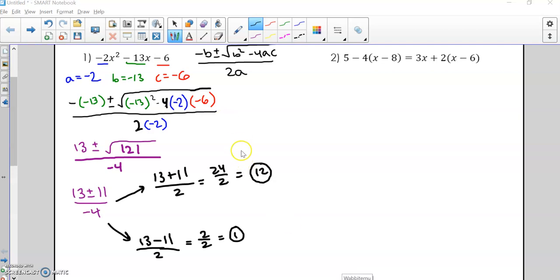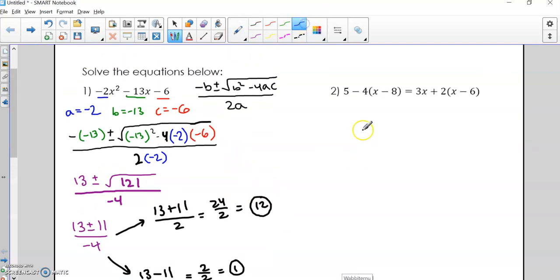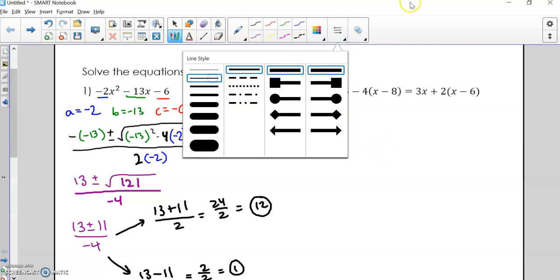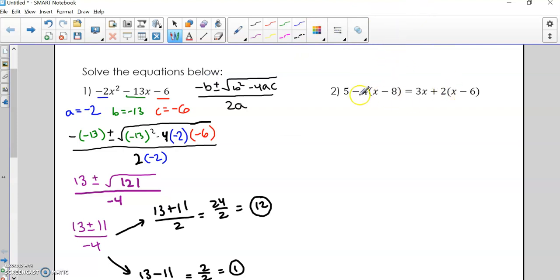And next. Alright, so this problem right over here, it's just a game of distributing and moving things around until we have it looking how we want it to look. Okay, so the first thing you want to do when you see all these parentheses is distribute. And you want to do all of the distribution as your first step.